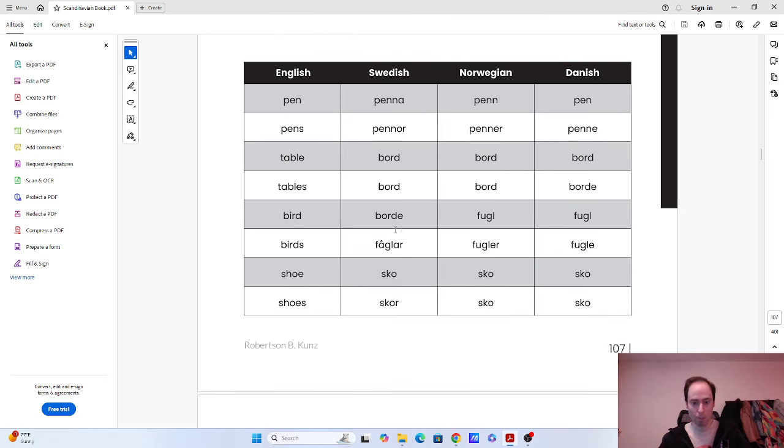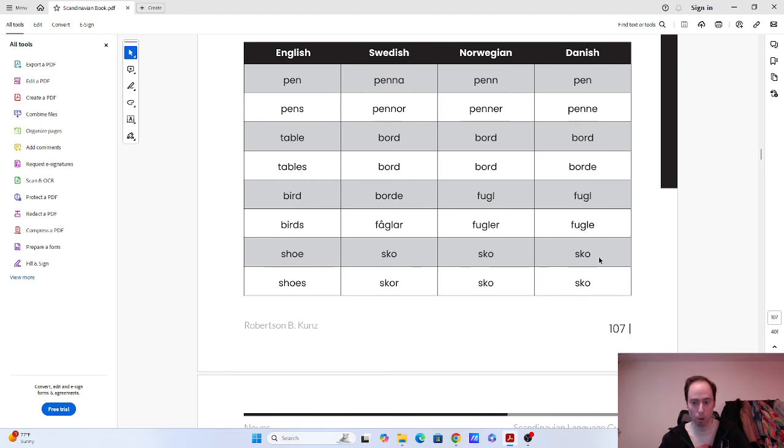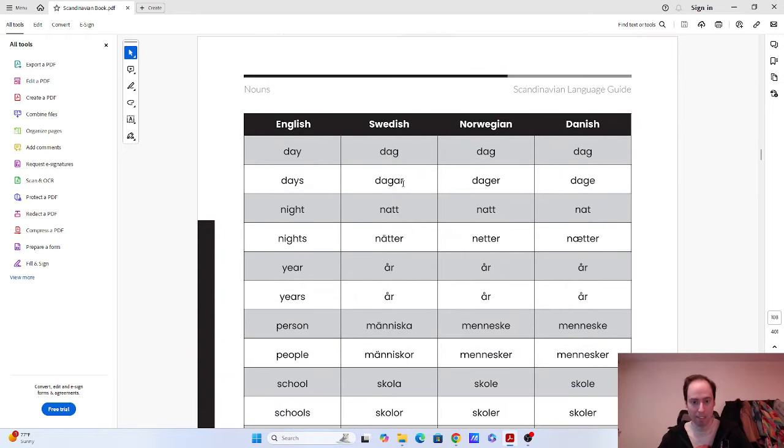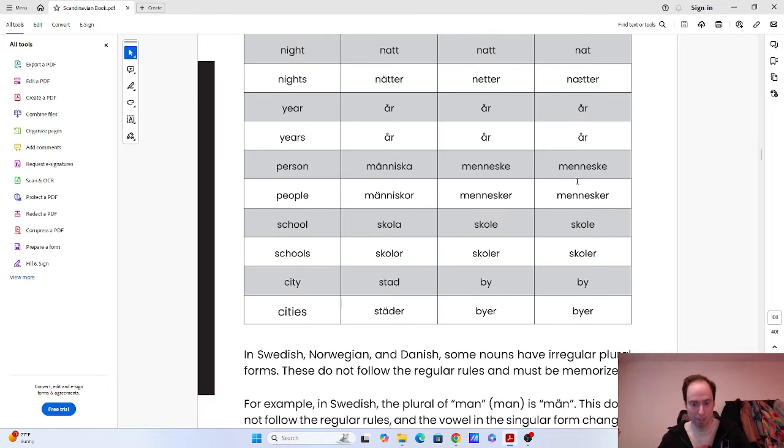And again, you'll see for bird, this is a typo. I'll have to correct this and re-upload it to Amazon for you. This should be fugla, but you'll see birds in Swedish, the end is AR, and then ER for Norwegian, E for Danish. For shoe, it's sko for all of them in the singular, but then we have an R at the end for the plural in Swedish, but it's the same in Norwegian and Danish. So yeah, very tricky. Again, we have AR at the end of dag, dog, and then ER for Norwegian, E for Danish. And yeah, you just have to be able to think about what the plural is, memorize it, and get it down.